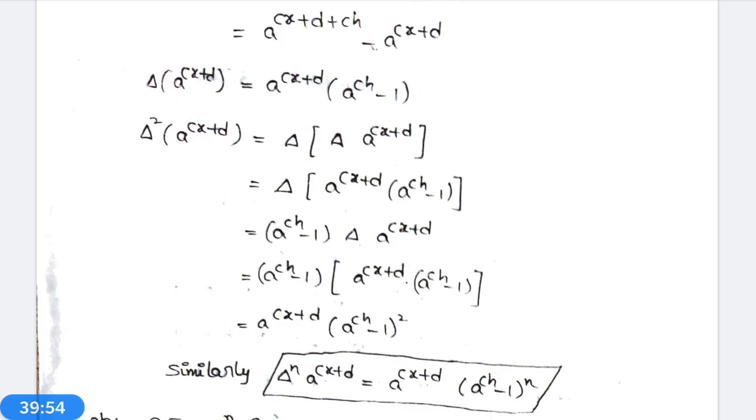In general, delta power n a^(cx+d) is equal to (a^(ch) minus 1) whole power n into a^(cx+d). Next problem.